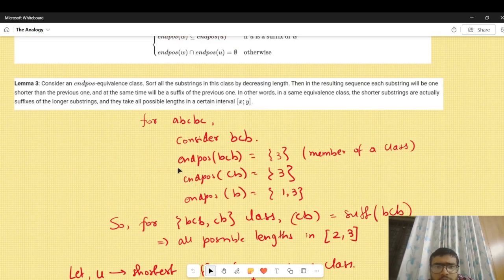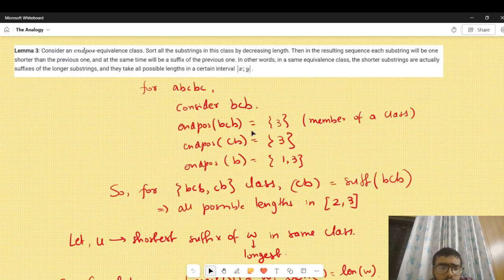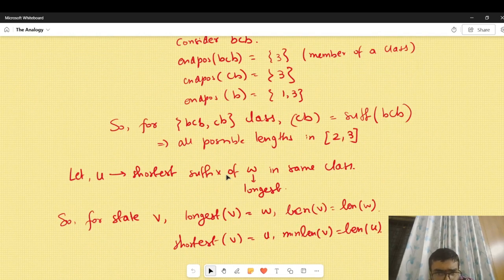Now, what's the proof of this? Let's denote u as the shortest suffix of w in the same class, where w is the longest substring of that class, and say that k is a suffix of w, which is in the class and has more length than u. Then, because u is a suffix of k, whenever u occurs, k will also occur, and hence the npos set of u will be a subset of that of k.